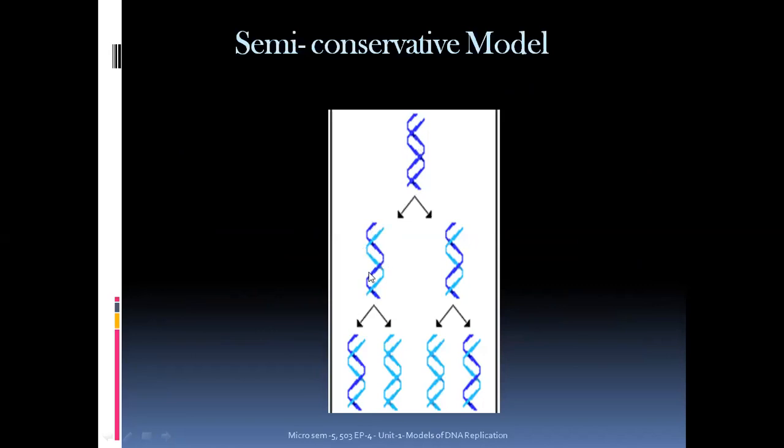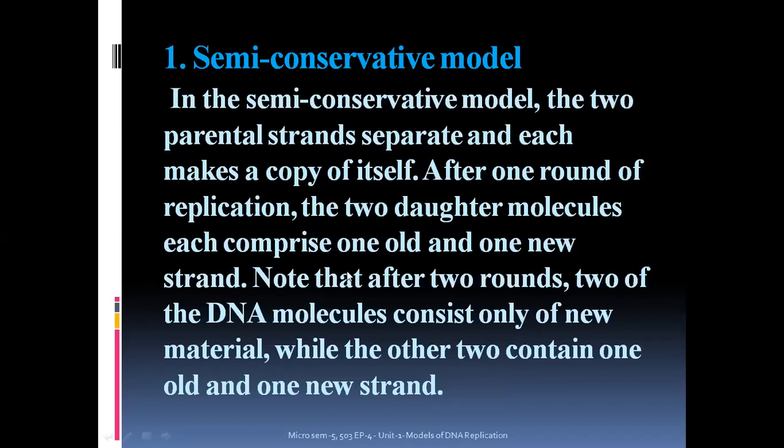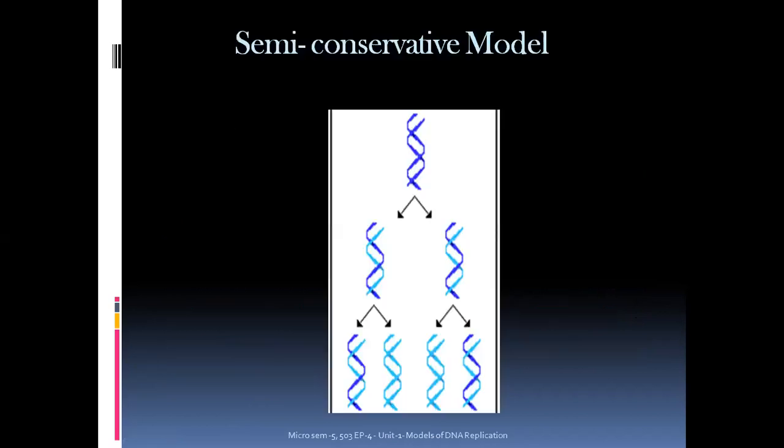One is the older one, that is the strong dark blue in color, and one is the newer one, that is light blue in color, that is sky blue in color. Note that after two rounds, two of the DNA molecules consist only of new material, while the other two contain one old and one new. Whenever you are doing mathematics, one is divided into two. Now the two, when they are further divided, what will be the scenario? You can observe over here.